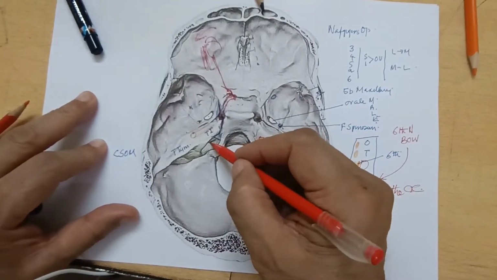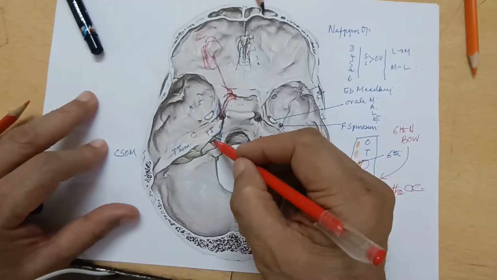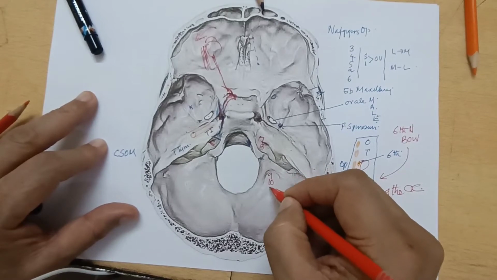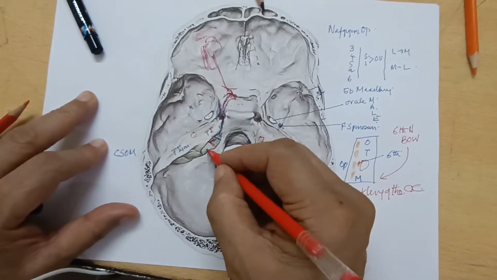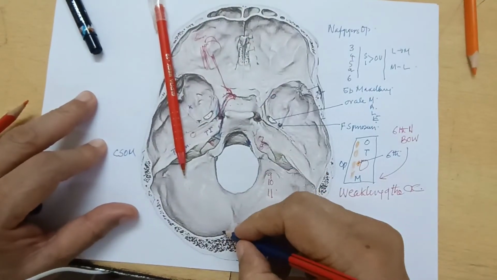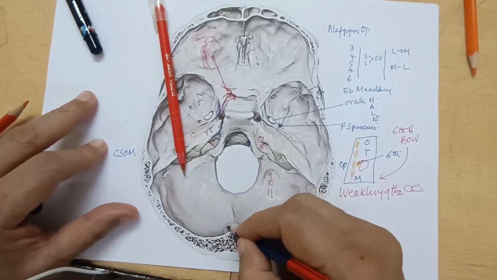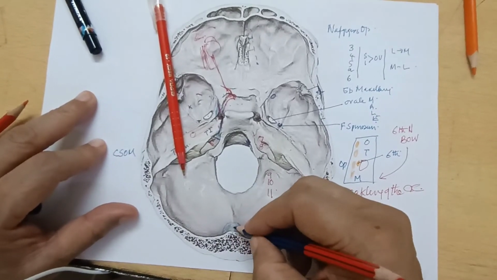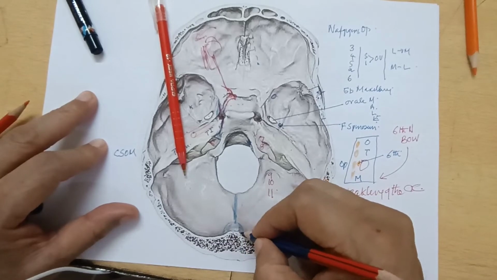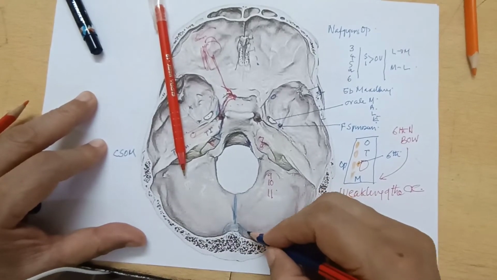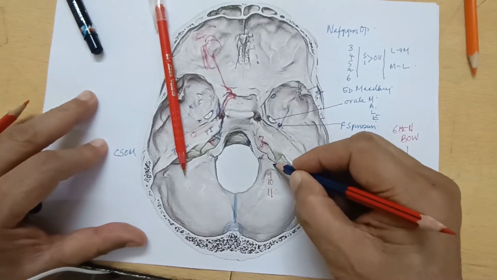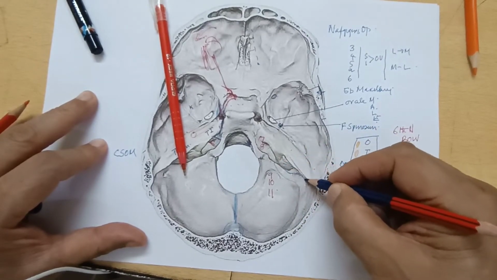So then in the middle of the jugular foramen you have the 9th, 10th and 11th nerve. And from here you have the confluence of sinuses, superior sagittal sinus, straight sinus confluencing here. This is the sigmoid sinus, and it goes and opens into the jugular foramen from behind.